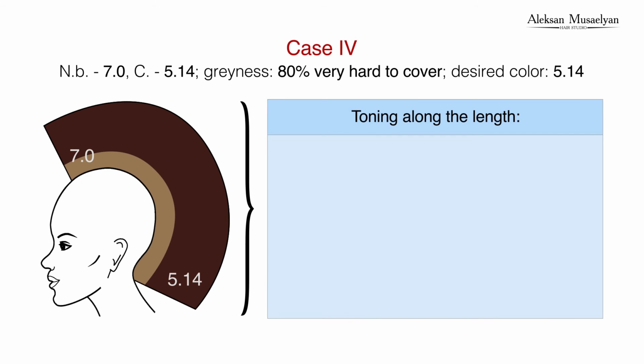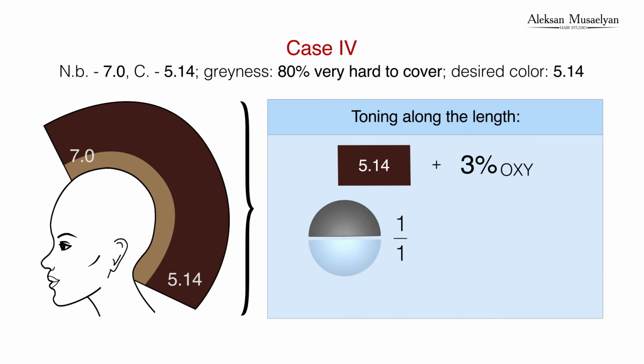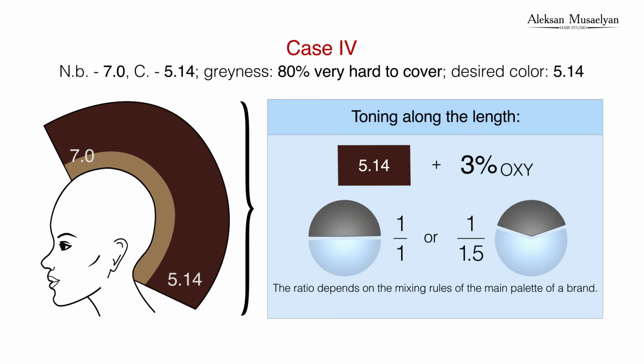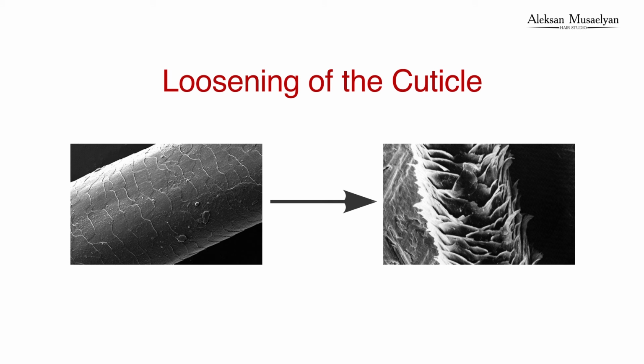Then we dye the hair over the entire length using the 5.14 color with a 3% oxidizer in the ratio of 1:1 or 1:1.5 and keep it for 30 minutes. Method 4. Loosening of the scaly layer, the cuticle. Loosening of the cuticle helps the colorant lay down more uniformly and stay longer. There are 2 techniques of cuticle loosening, the classical one and more up-to-date, the mordonsage.